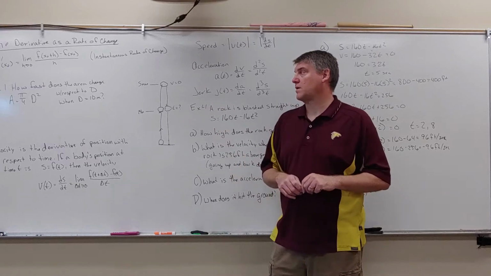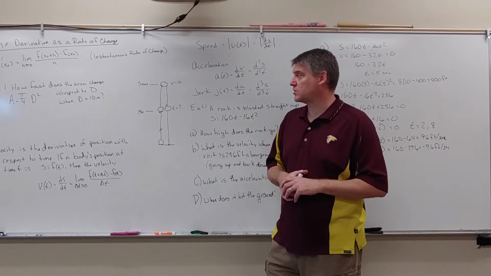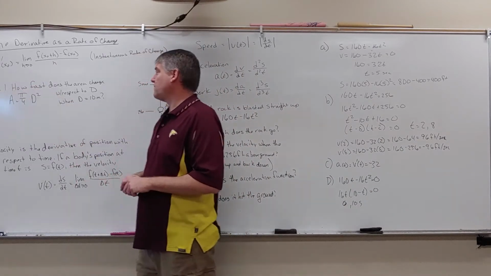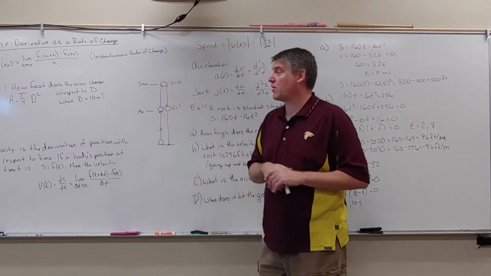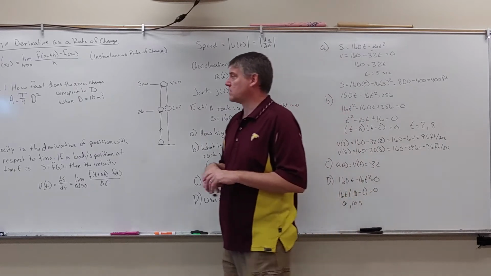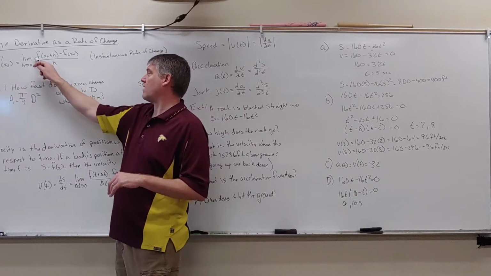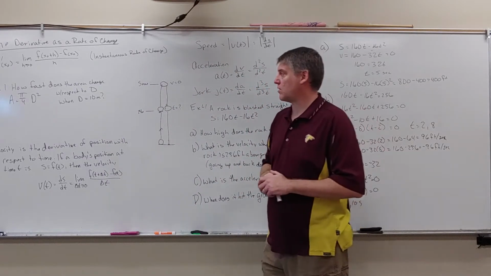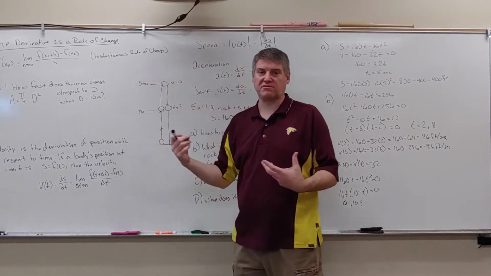All right, we're going to talk about the derivative as a rate of change. So an instantaneous rate of change. So f prime of x sub 0 equals the limit as h goes to 0 of f of x sub 0 plus h minus f of x sub 0, all over h. This is the instantaneous rate of change.